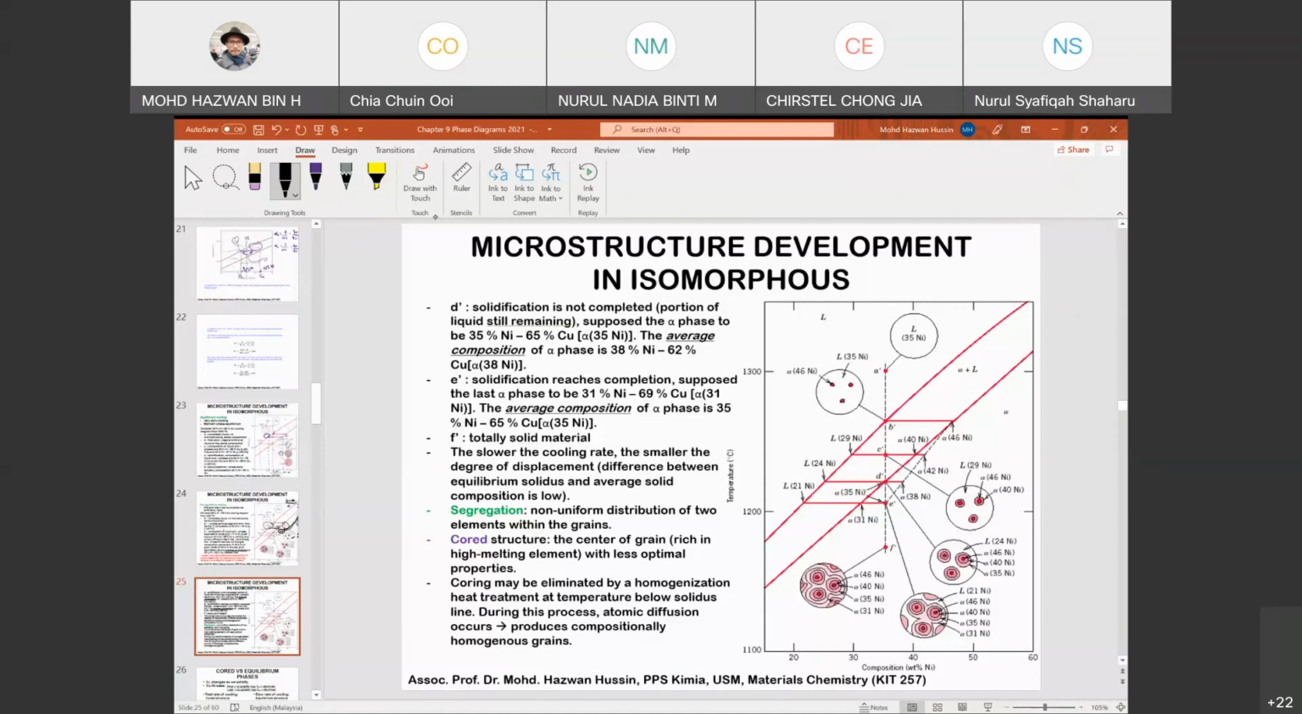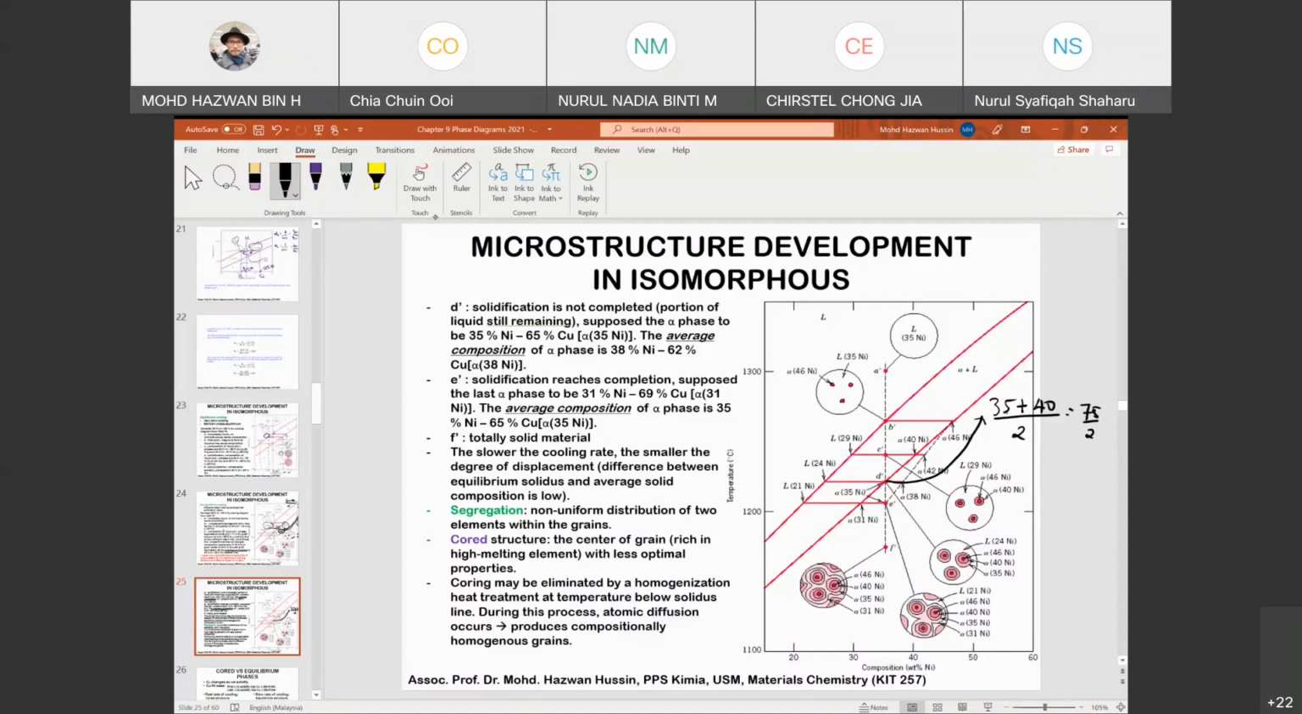And the average composition of alpha is equal to 38. So over here, you will see at point D, the liquid composition is equal to 24 if you drag it to here. And then how about the composition of alpha? So the composition of alpha over here is 35 plus the previous one. What is the previous one? The previous one was equal to 40. Okay, right. So you divide by 2. So this actually will give you 75.2.